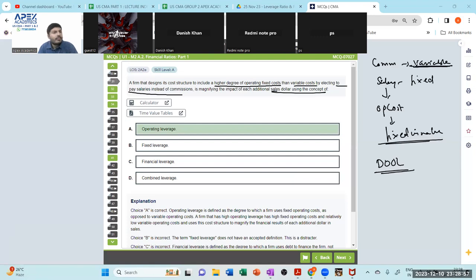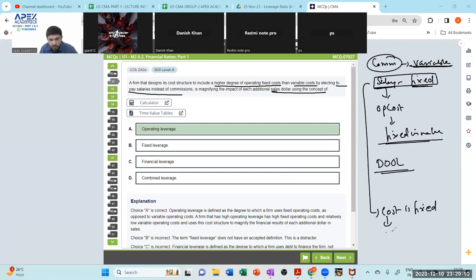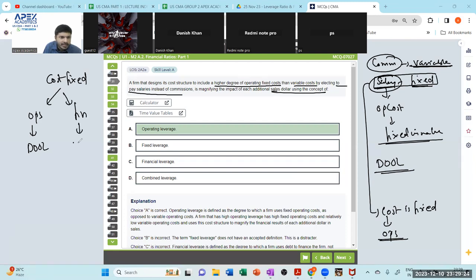Commission is variable. Salary is fixed. Instead of paying my salesman a commission, I am paying him a salary, means a fixed cost I am incurring. This cost is fixed, and this cost is related to operations. Why? Because it is salary. Where the cost is fixed and related to operations, it is related to degree of operating leverage. Where it is related to finance, it is related to degree of financial leverage. Here you are taking fixed operational cost, therefore you are working on operational leverage. Understood? Rajita, take a screenshot of this. This chart is good.